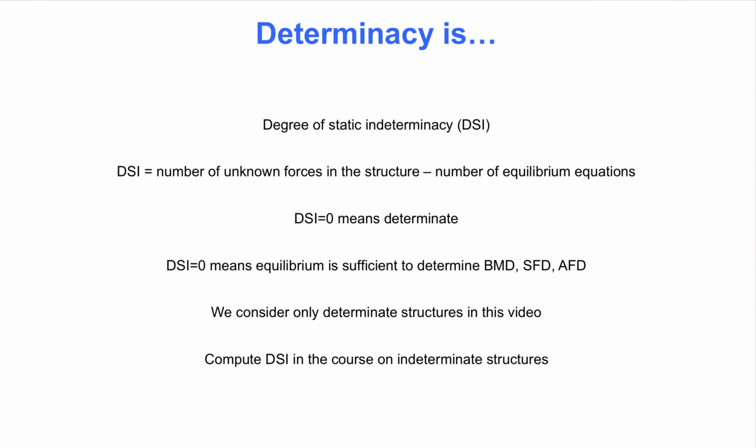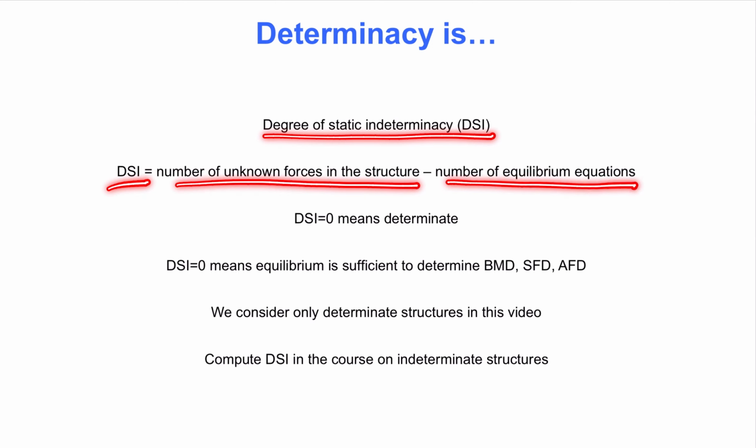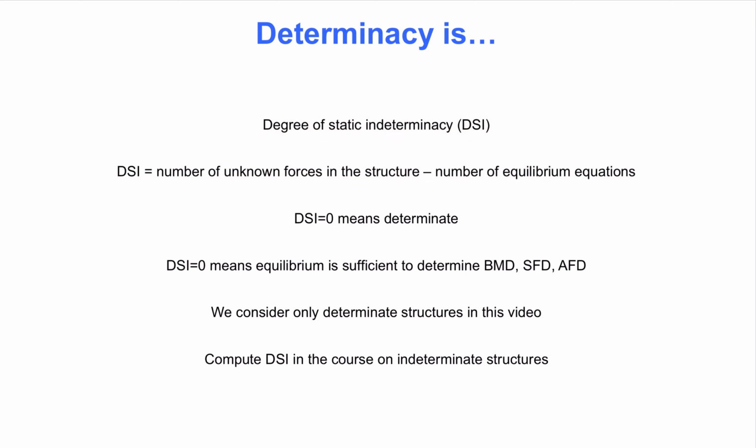Finally, we have arrived at the task of understanding what the word determinate means. The determinacy of a structure is important for how we analyze the structure, and it is also important for how the structure behaves. It is customary to express this concept as the degree of static indeterminacy. Formally, the degree of static indeterminacy is the number of unknown forces in the structure minus the number of equilibrium equations. That means the degree of indeterminacy gives us the number of unknown forces in the structure that we are unable to determine with the available equilibrium equations.